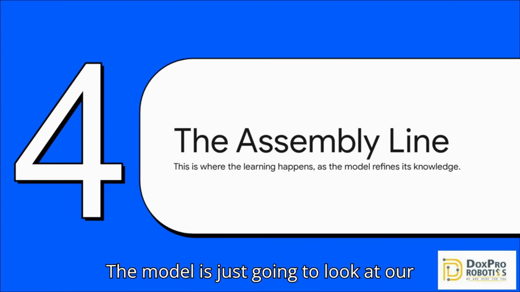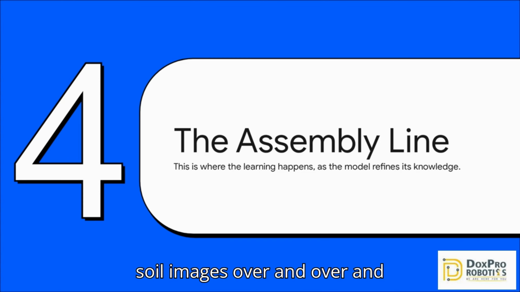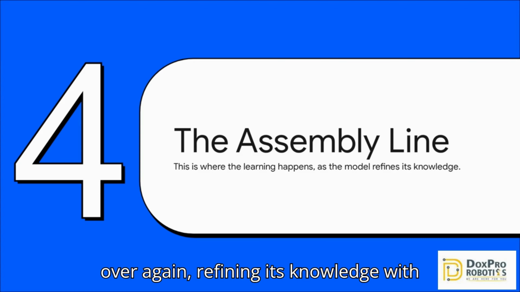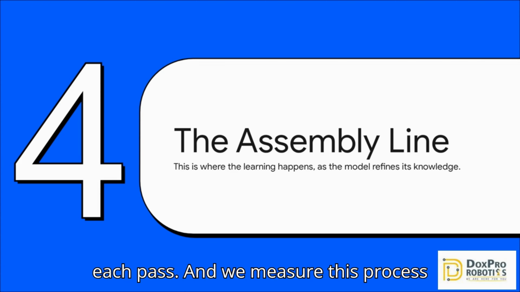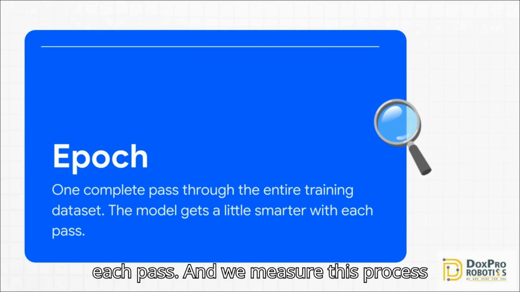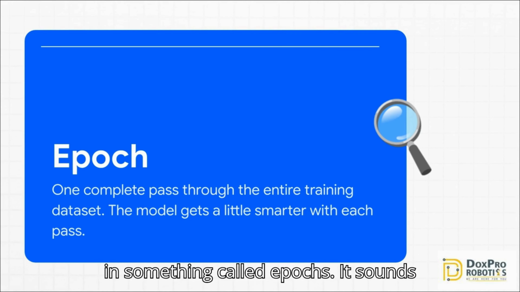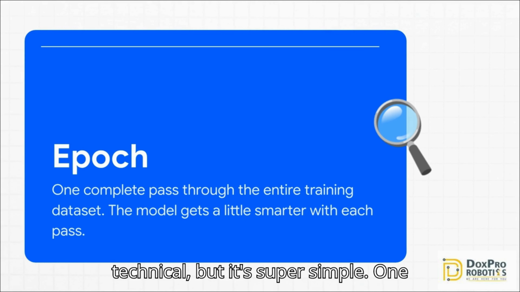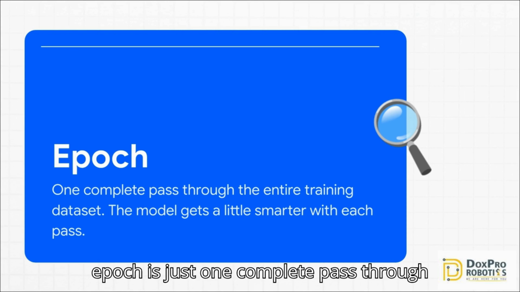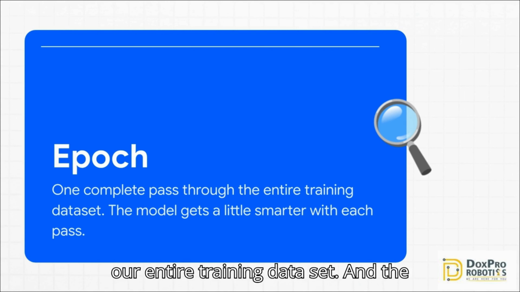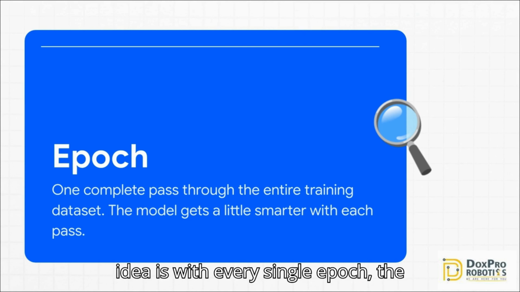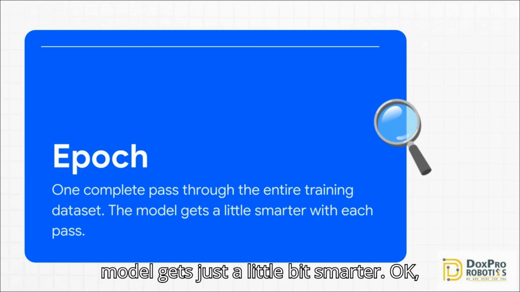The model is just going to look at our soil images over and over and over again, refining its knowledge with each pass. And we measure this process in something called epochs. It sounds technical, but it's super simple. One epoch is just one complete pass through our entire training dataset. And the idea is, with every single epoch, the model gets just a little bit smarter.